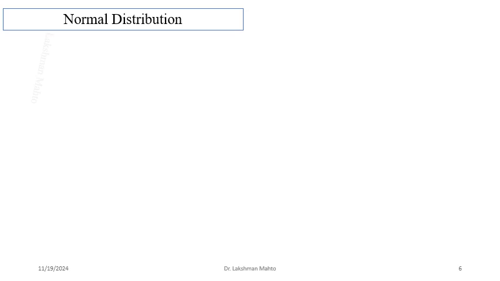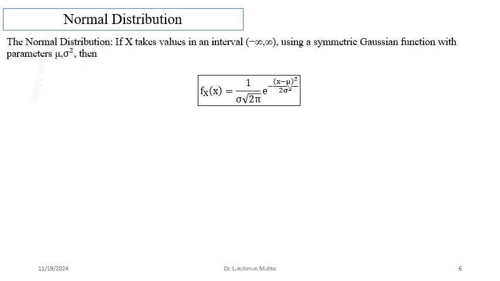Gauss came up with this distribution, so you can call it the Gaussian distribution as well. A normal distribution takes values from minus infinity to infinity using a symmetric Gaussian function with two parameters, mu and sigma square. Later we will see that mu is the mean of x and sigma square is the variance of x. We take a random variable x taking values from minus infinity to infinity under the probability density function. This term is called the normalizing term. Then simply e to the power minus (x minus mu) whole square divided by twice sigma square. So this we call the normal distribution.